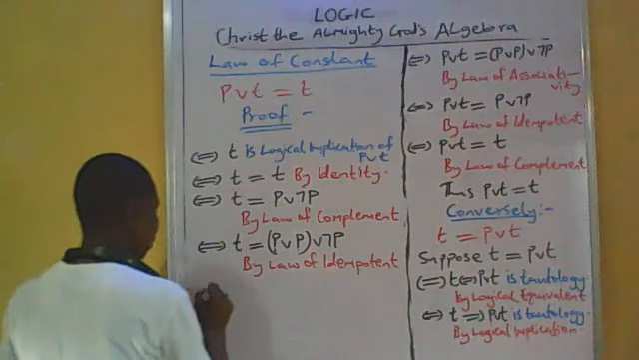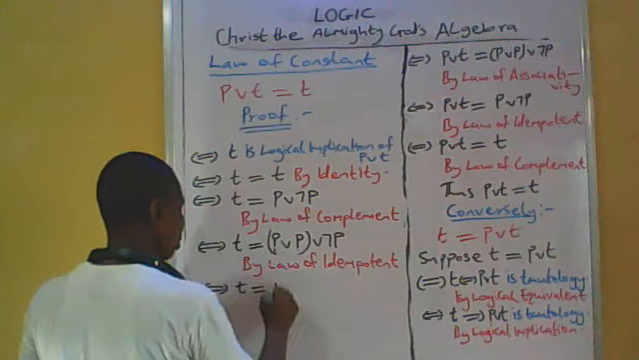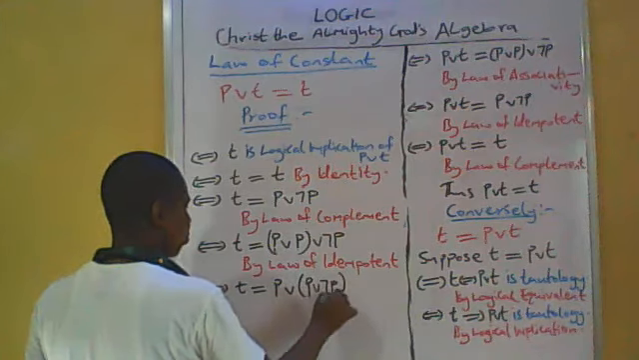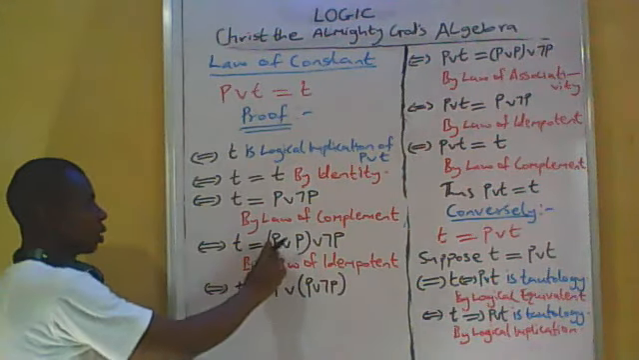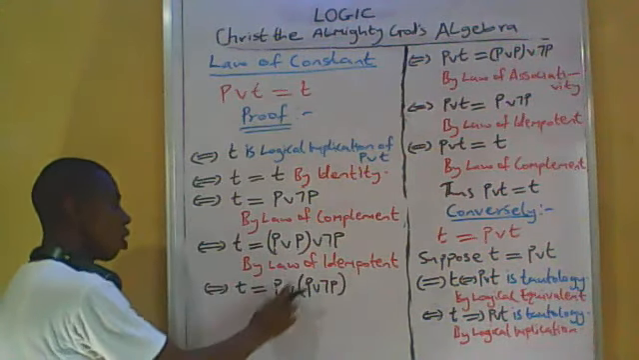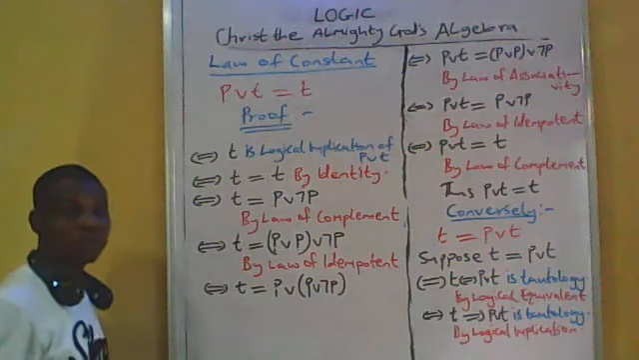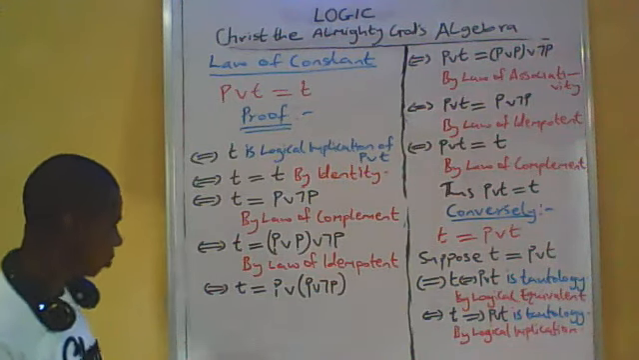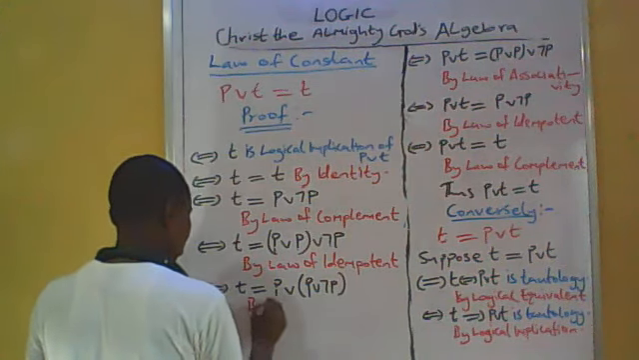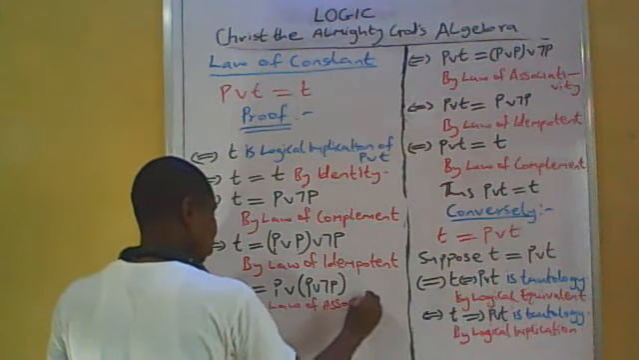If and only if T is equal to P or bracket P or not P. See that this P or bracket P or P or not P is equal to P or bracket P or not P by law of associativity. By law of associativity.